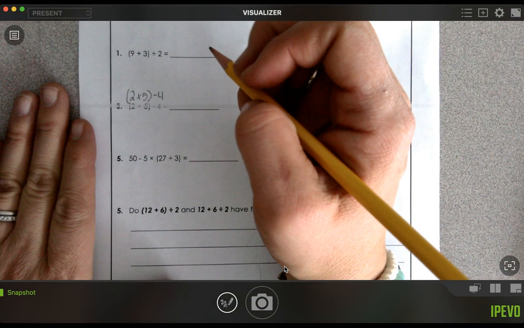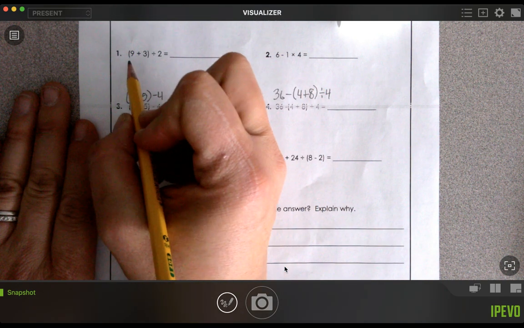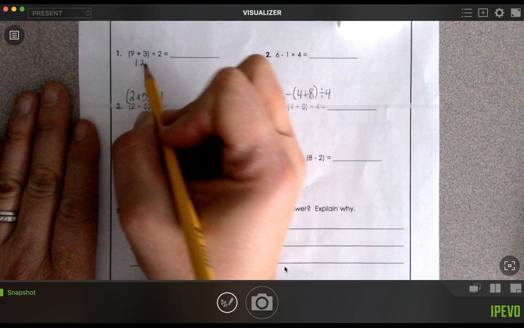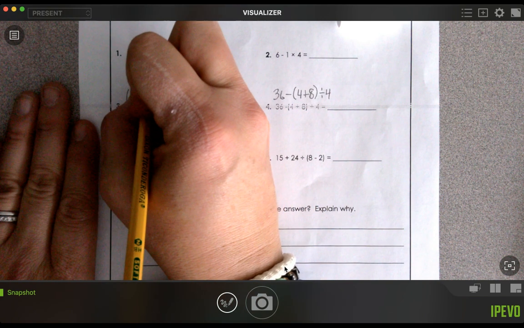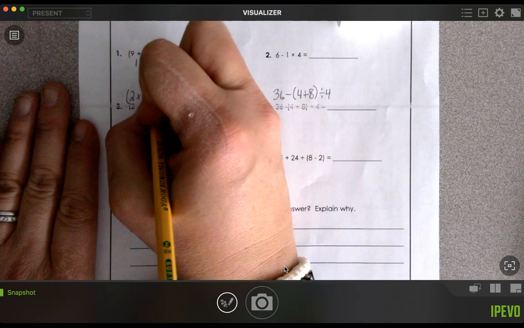How are we going to do this? PEMDAS is going to tell us. We have to solve parentheses first. So I am going to combine that as 12 divided by 2. And that would be 6.